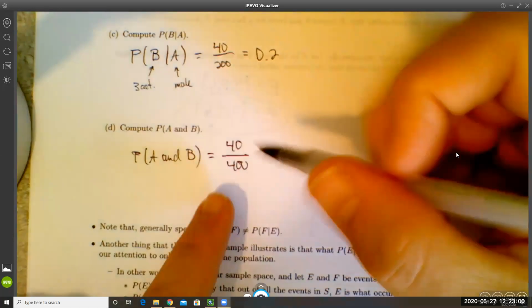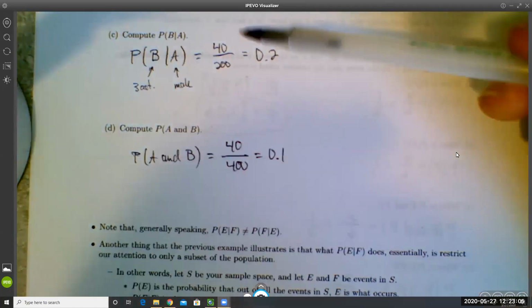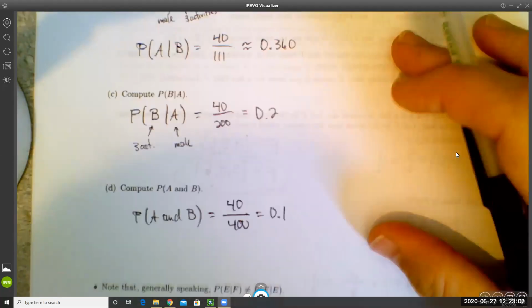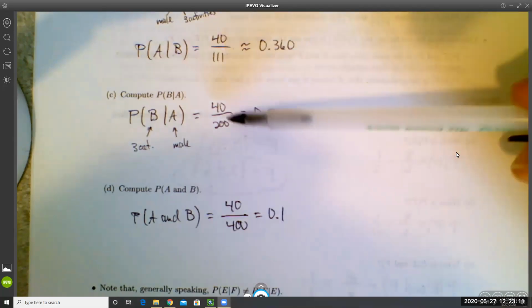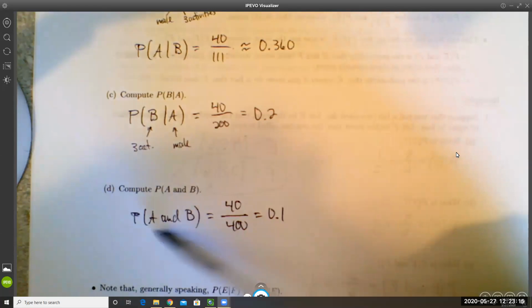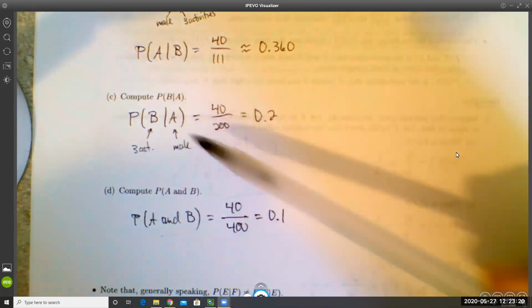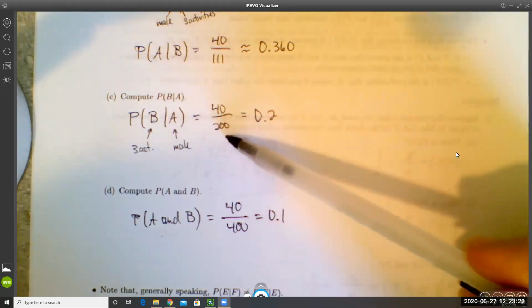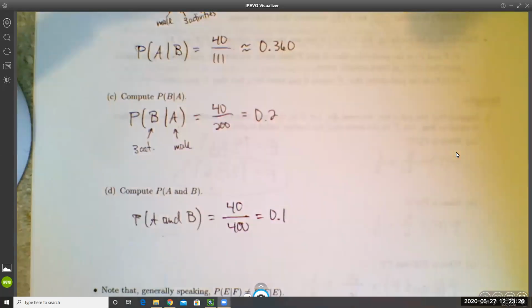Anyway, finishing this problem, this is going to be 10%. But again, you can see what's changing here in parts B, C, and D are the denominators. Here in part D, we weren't restricting our attention to anything. We were looking at the entire sample space. Here we were restricting our attention to the men in the study, and here we were restricting our attention to the people who had done 3 activities. And you get different answers in all 3 situations.